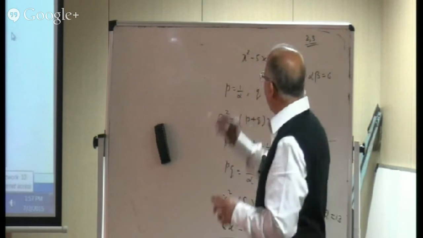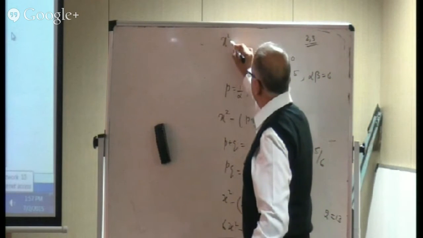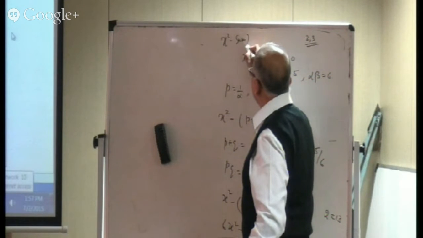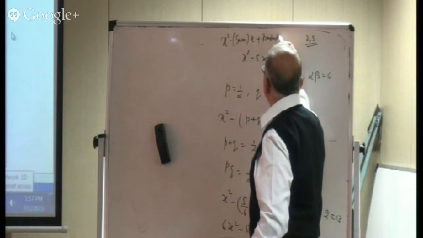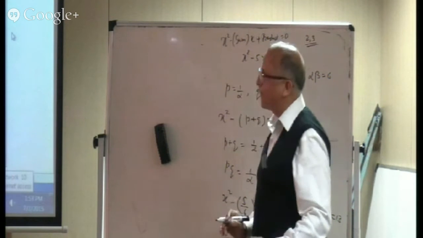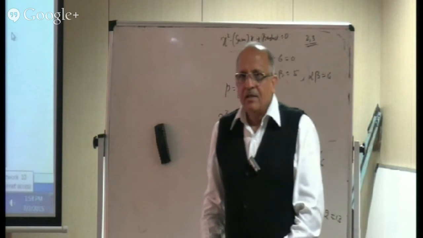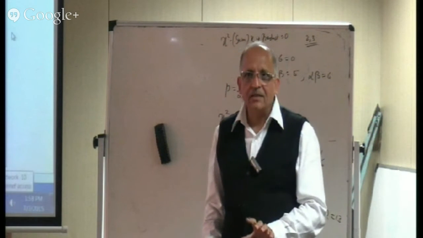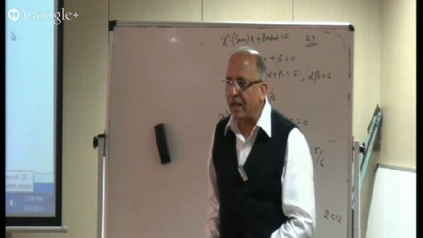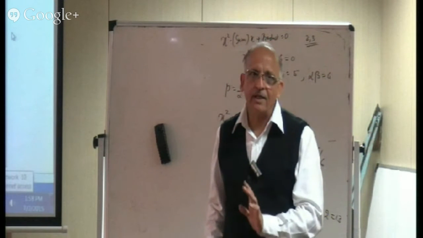How do you write the equation? x squared minus the sum of the roots into x plus the product of the roots equals 0. That's how you write the equation. So, as far as quadratic equations are concerned, now you understand the relationship between the roots of a quadratic equation and the coefficients of the quadratic equation.